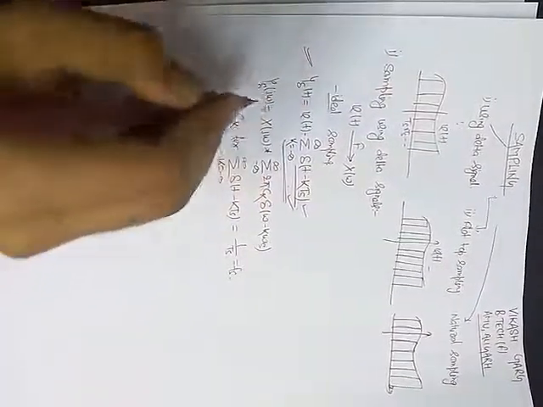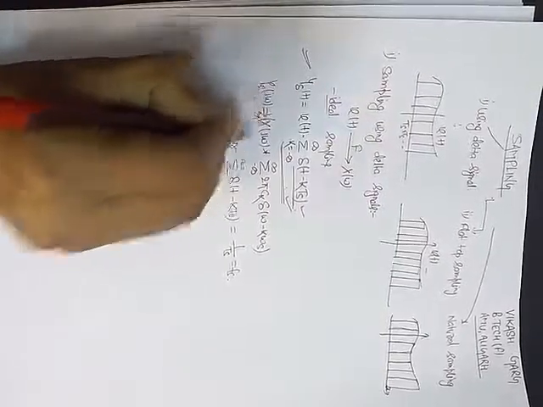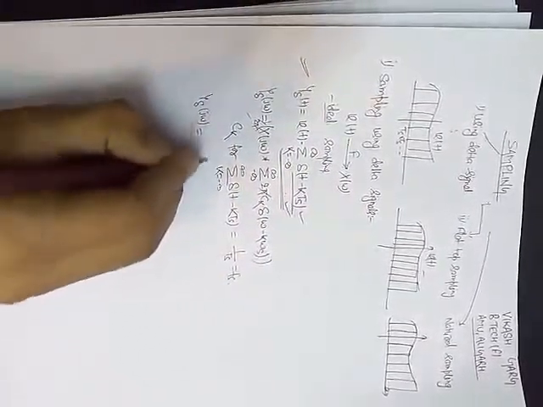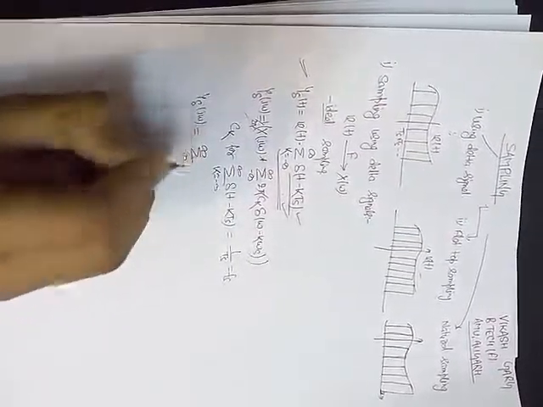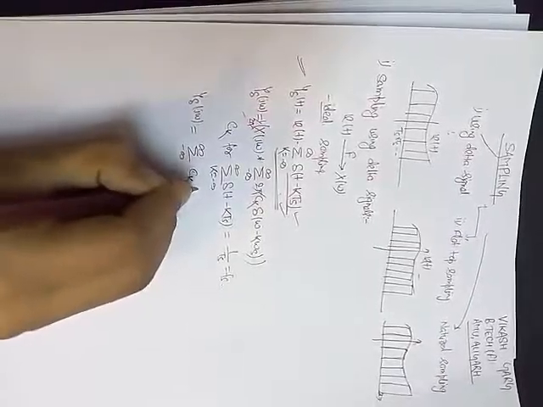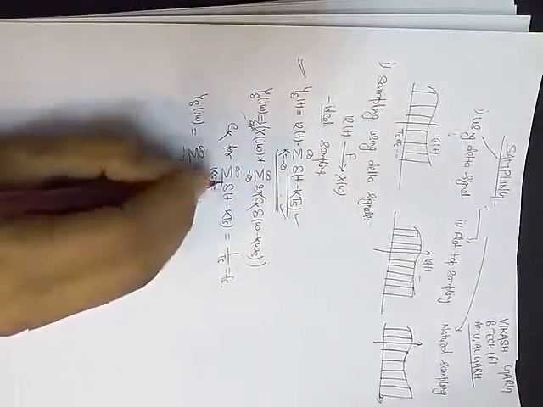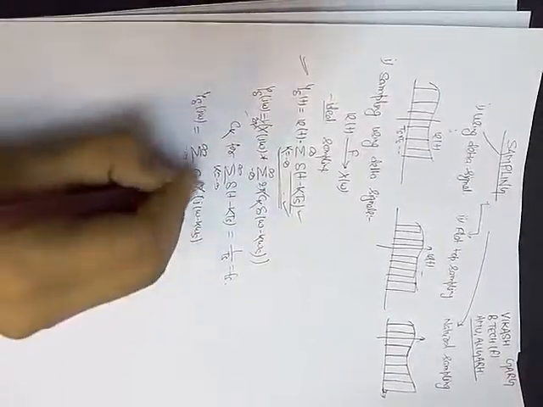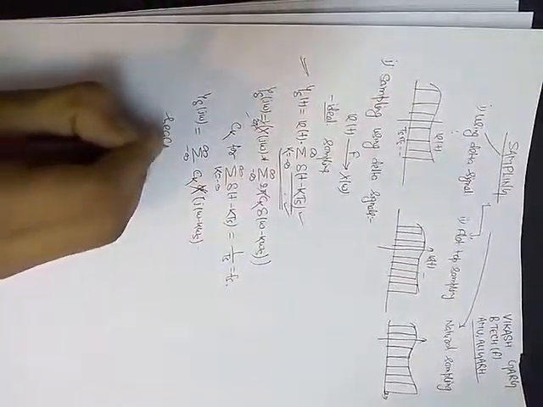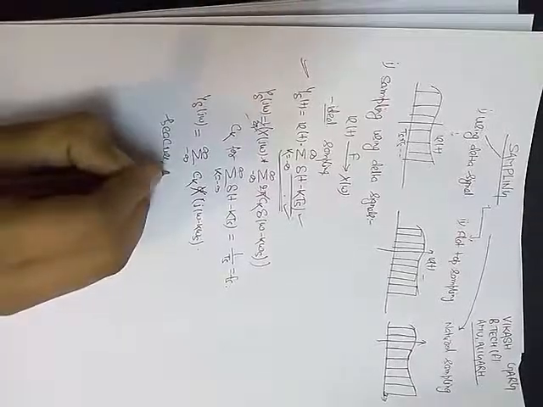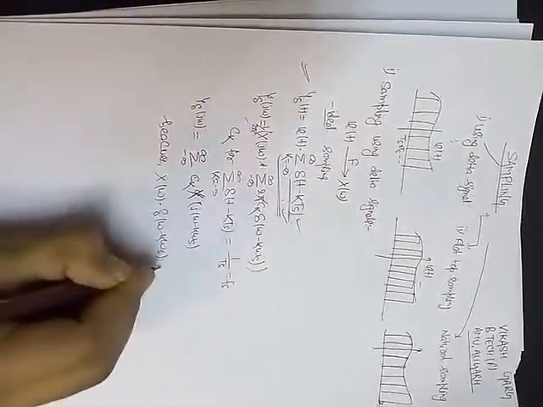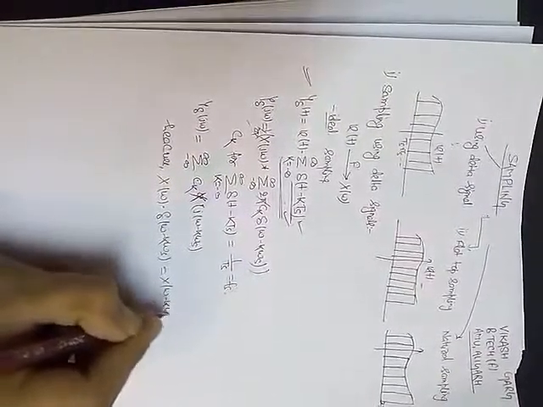And here it will be 1/2π. So Y_δ(jω) will be, this will cancel here, and it becomes the summation from minus infinity to infinity of c_k times X(j(ω − kωs)), because X(ω) times δ(ω − kωs) is equal to X(ω − kωs).